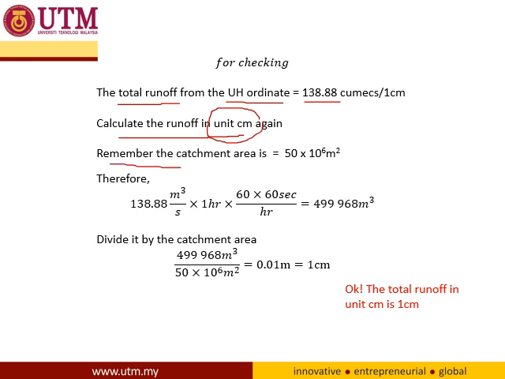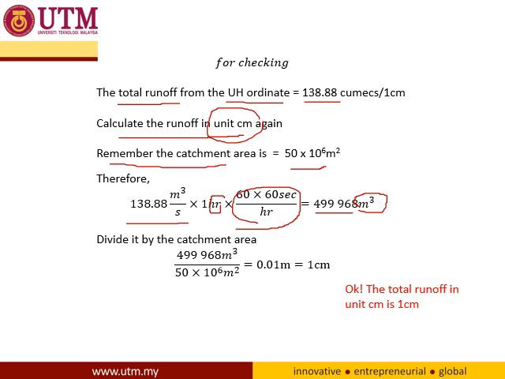So you remember the catchment area is 50 multiplied by 10 to the power of 6 square meters. So what you do is, first you want to eliminate this hour, the time. You take the total runoff, in unit meter cube per second, and multiply by the time, in seconds. Then you get just the volume. So this is the volume, not the meter cube per second.